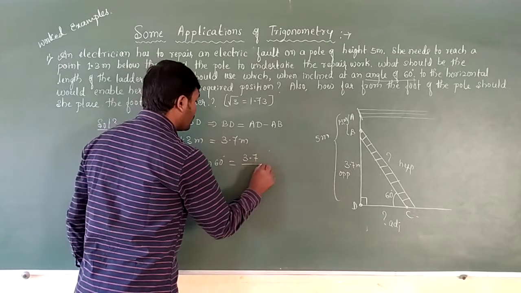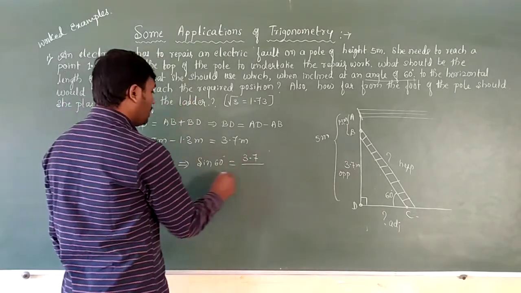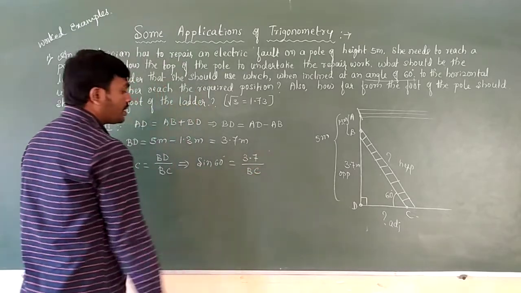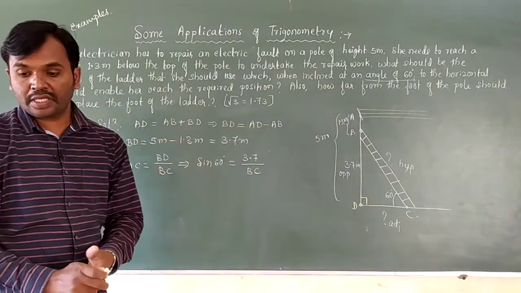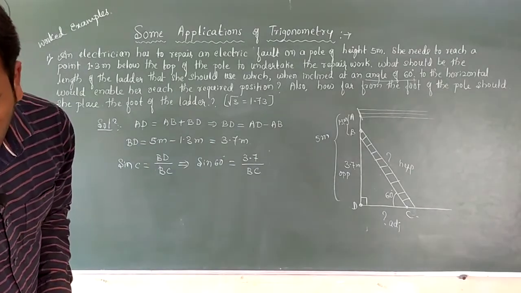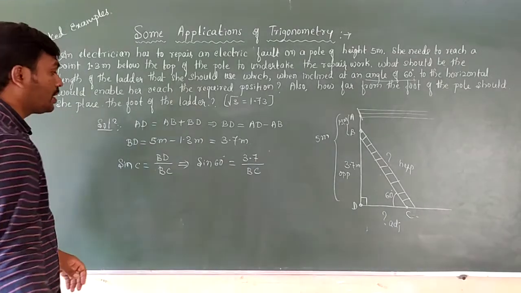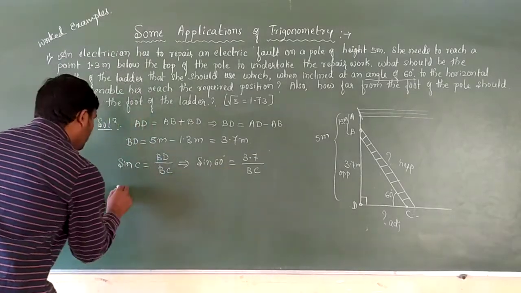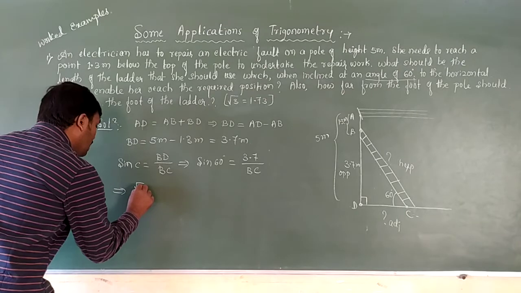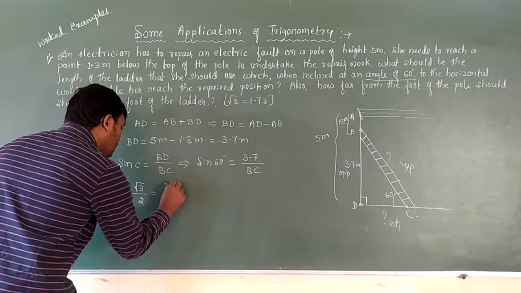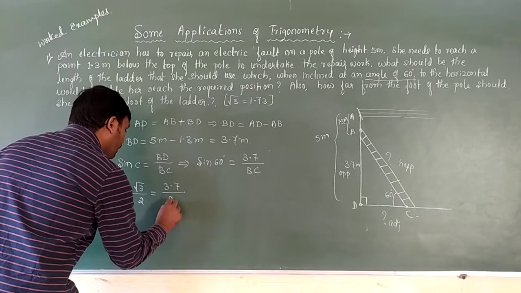So sine C, that means sine 60 degree, is equal to BD, which is 3.7, divided by BC. What is sine 60, children? Sine 60 is root 3 by 2. So we will use that. So root 3 by 2 is equal to 3.7 divided by BC.